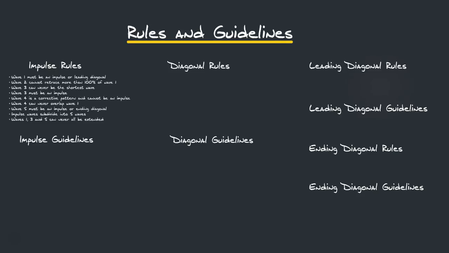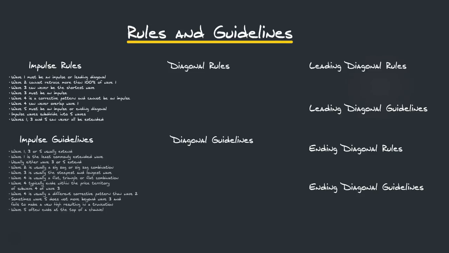Wave 5 must be an impulse or ending diagonal. Impulse waves subdivide into 5 waves. Waves 1, 3 and 5 can never all be extended. Impulse guidelines. Wave 1, 3 or 5 usually extend. Wave 1 is the least commonly extended wave.